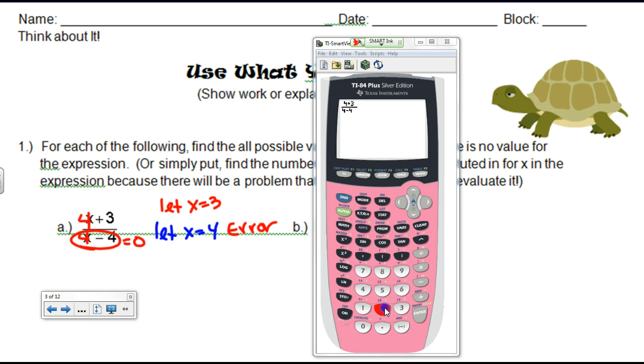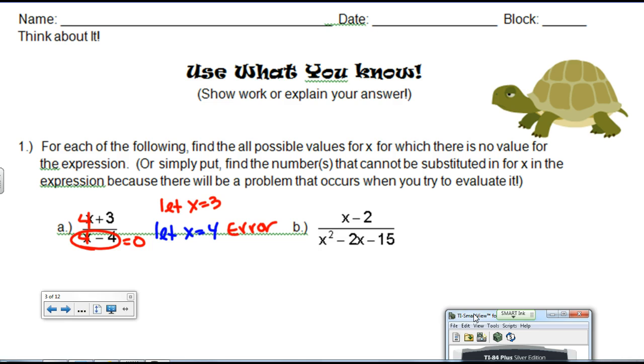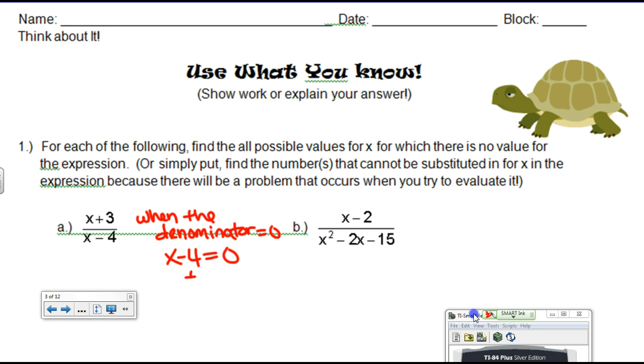That's bad in a fraction. You cannot have a 0 denominator. Any other x will be fine except for when x is 4. So if I really want to figure out what values would make this have a problem with it, all I really need to know is when the denominator equals 0. So I just write x minus 4 equals 0, and I just solve that little mini equation. And there's my answer, 4, that I got a problem with when I try to type it in myself.